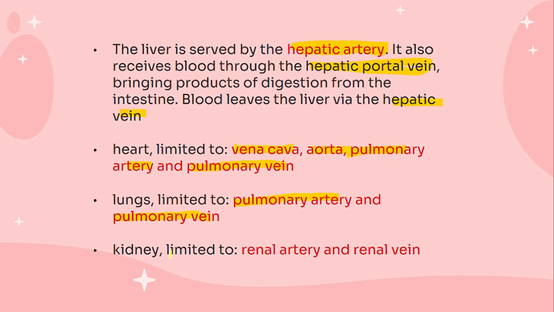Lung is linked to the pulmonary artery and pulmonary vein. Pulmonary is related to the lungs, and coronary is related to the heart. So whenever they say coronary, just know that it is talking about something about the heart. When they mention pulmonary, they are talking about the lungs. Kidneys are linked to the renal artery and the renal vein.